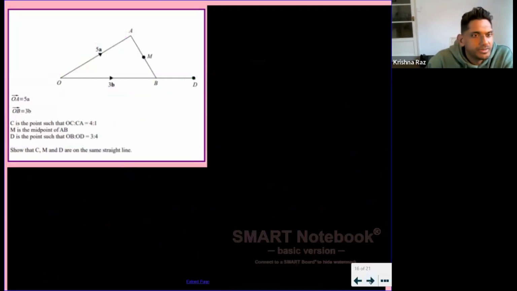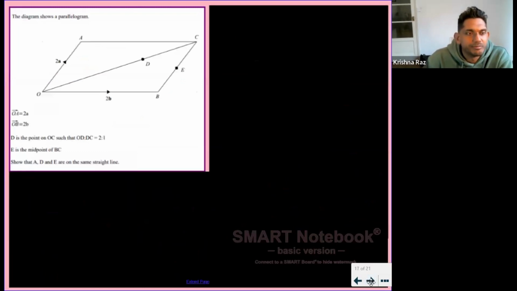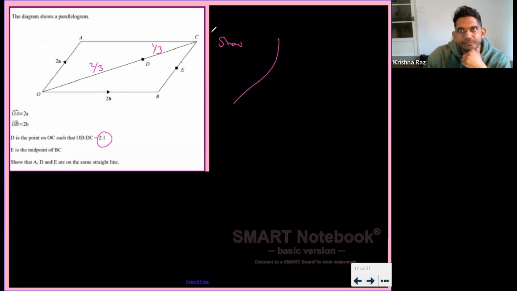So let's read this one. This time we have the parallelogram, and it's been labelled in places. And D is the point on OC such that OD to DC is 2 to 1. So OD to DC, that's 3 parts. So this must be 2/3. That must be 1/3. E is the midpoint of BC. Show A, D and E are on the same straight line. So in other words, we need to show that ADE is collinear.